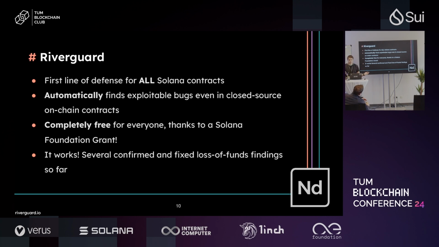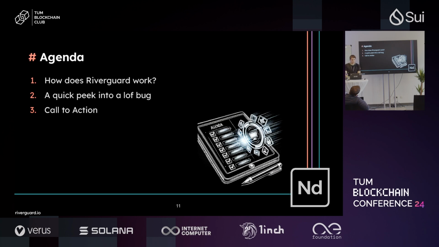And it's completely free for everybody. Every developer can just register on the Riverguard page, and when they verify that they know the contract, you get free access to all the vulnerabilities this program finds for you. The Solana Foundation gave a grant for this, so it's fine for them. And it works. We have already confirmed a lot of different bugs and a lot of loss of funds. In the last few weeks we found 12 of these loss of funds in the contracts. Let's look into how it works, and one example picked up recently.